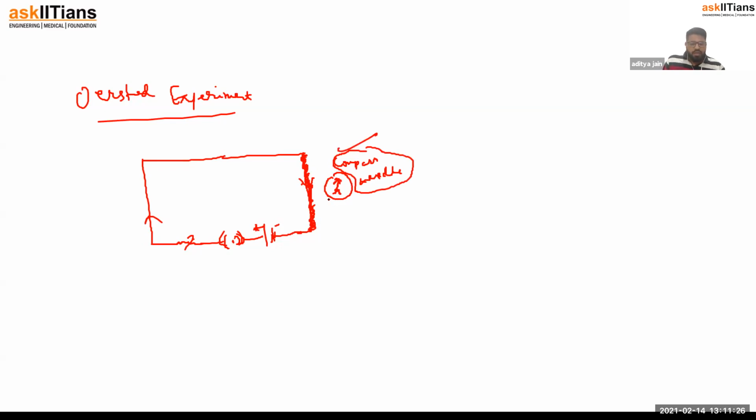So he concluded that as the current starts flowing, there was some deflection in the compass needle. But as he switched off the circuit, the current suddenly stops, and the deflection came back to zero, the normal position. So when the current was present, there was some deflection in the compass needle. When no current was flowing in the circuit, there was no deflection. That was the first conclusion.